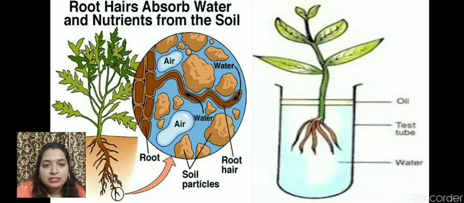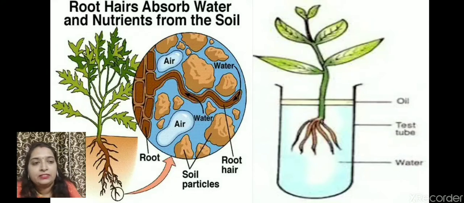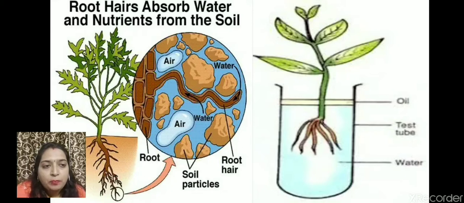You will take the beaker and put some water in it. After that you will keep the plant like this diagram. You will keep the plant in water and the root should be attached to the plant. Now put a few drops, 1 or 2 drops of red ink in the water, and keep it for some time, like 1 to 2 hours.